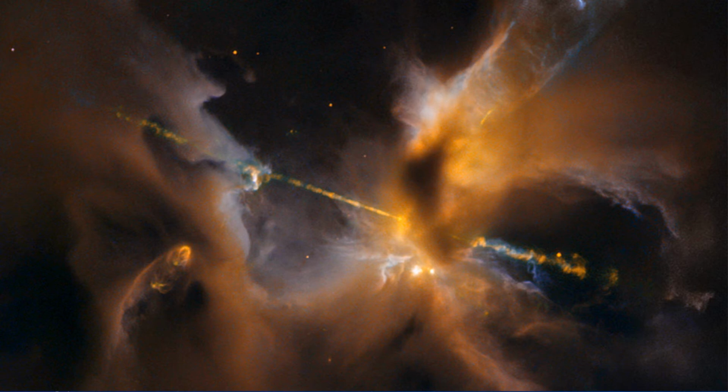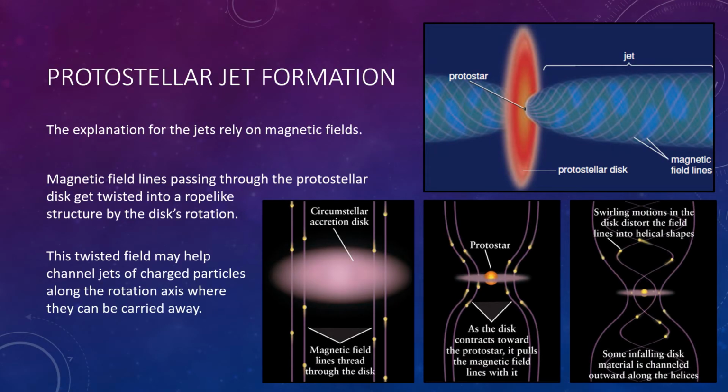So let's just end this fairly brief discussion on how these jets might form. This is not set in stone yet, but this is the leading theory for how this works. The most promising models for explaining the jets rely on magnetic fields to link the angular momentum of the protostar's disk to the outflowing gas in the jet. Magnetic field lines passing through a protostellar disk get twisted into a rope-like configuration because of the disk's rotation. And this twisted field may help channel jets of charged particles along the rotational axis.